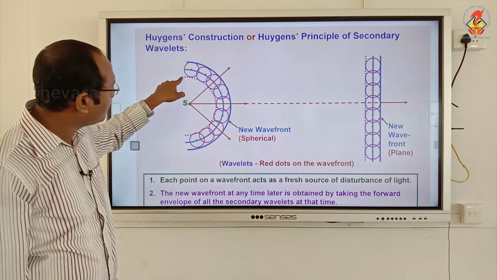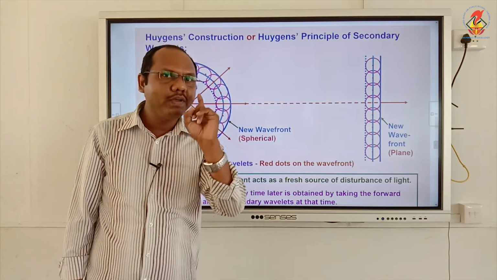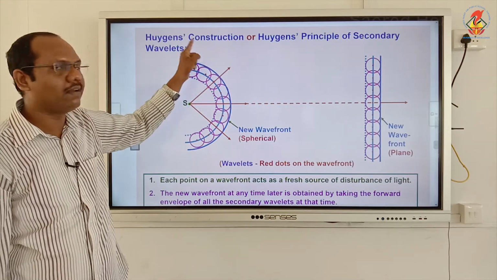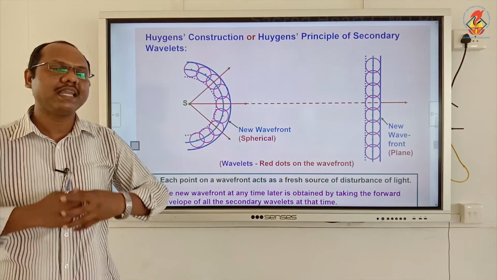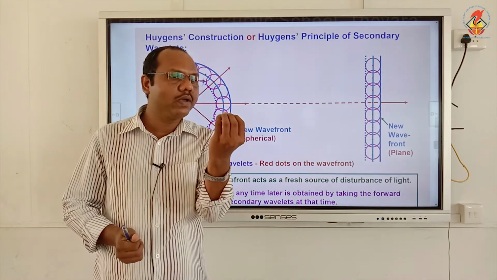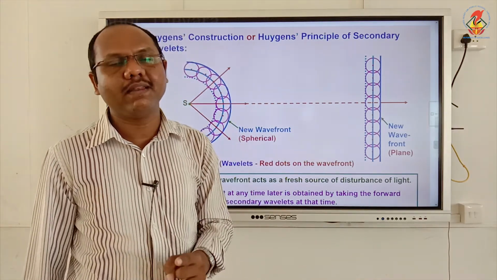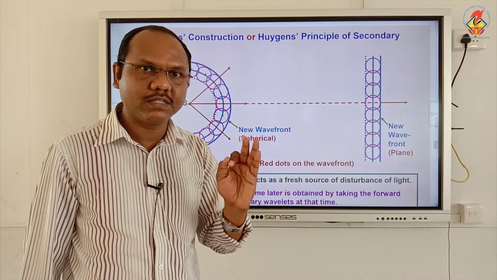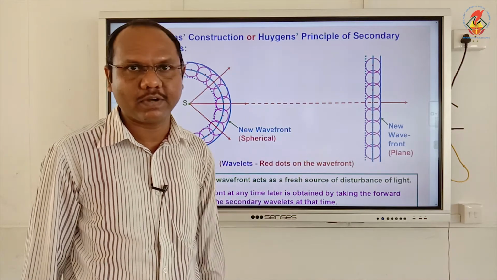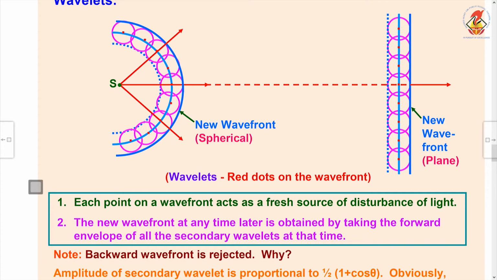We are not considering the backward case here. I have just put a dotted line because energy is propagating forward. So we only have to consider the forward envelope. We will not consider the backward envelope because energy from a source is emitting in the forward direction. Energy is going out from the source. It is not coming towards the source. Therefore, we will take only the forward envelope, and no backward envelope is taken because no backward wavefront is generating. So each point acts as a source of fresh disturbance of light. The new wavefront at any later time is obtained by taking the forward envelope of the secondary wavelets at that time.